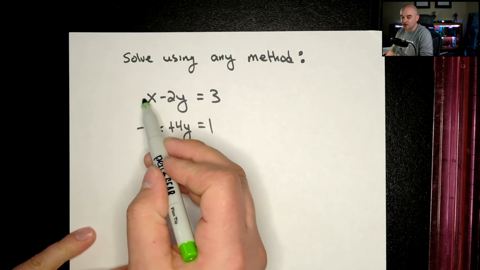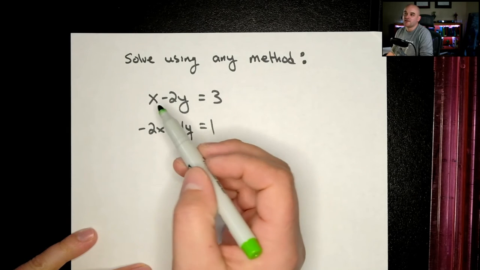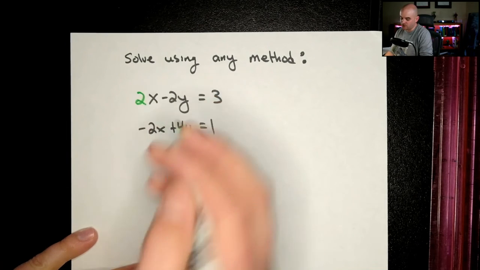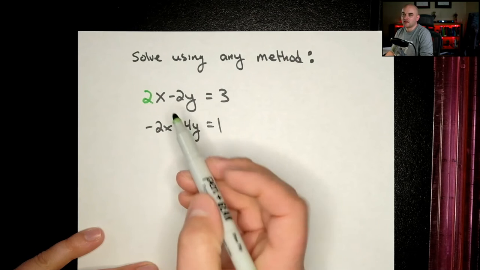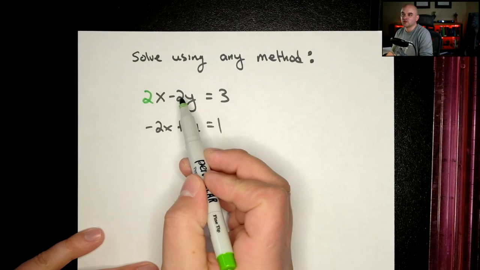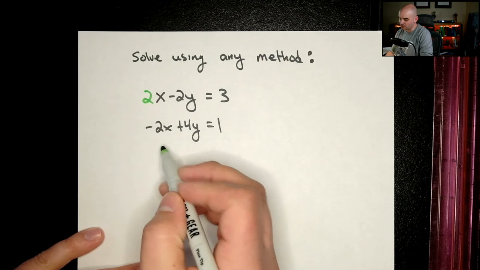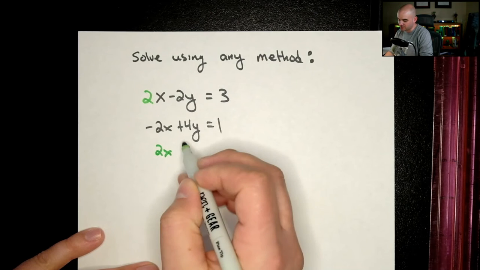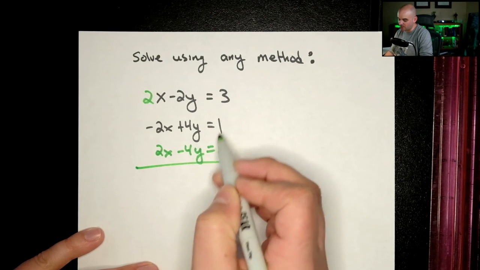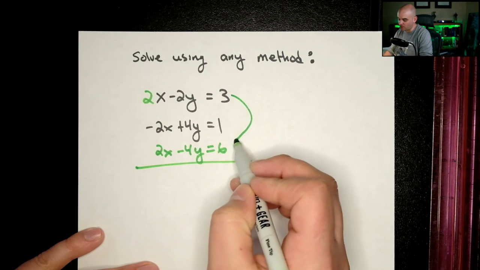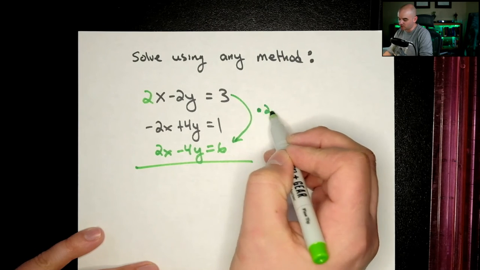When I see this leading coefficient of 1, I think, you know what, if I can just make it a 2 right there, then adding these two up will eliminate the x's. But I can't just put a 2 right there. I've got to multiply everything by 2. So I'm just going to write it below right here. I get 2x minus 4y is equal to 6. And then I'm ready to add up the two equations. So this is equation 1 moved down here after I multiplied it by 2.